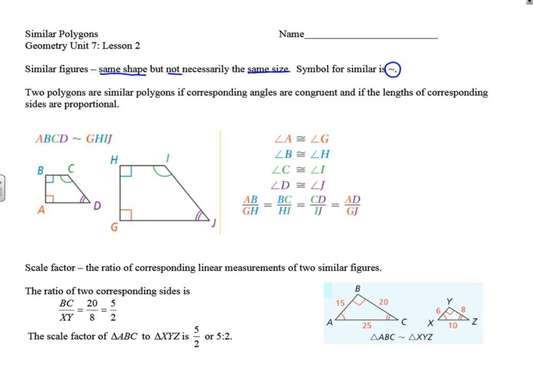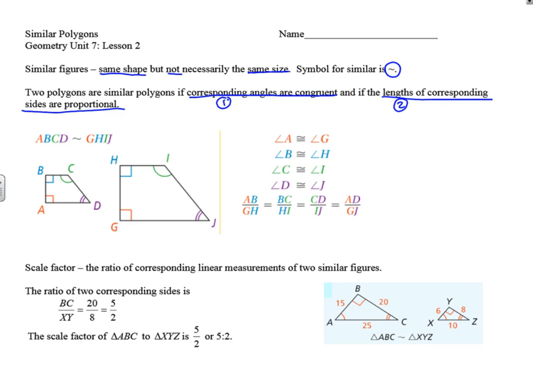If we're going to get a little more specific, and this is what we want to get more specific, two polygons are similar if, number one, corresponding angles are congruent, and number two, the lengths of corresponding sides are proportional. So we've got congruent corresponding angles and proportional corresponding sides.